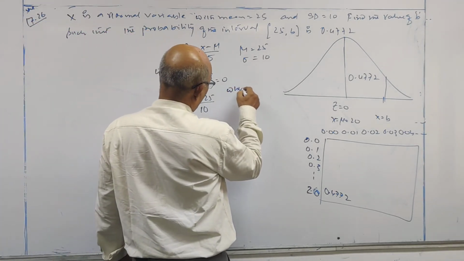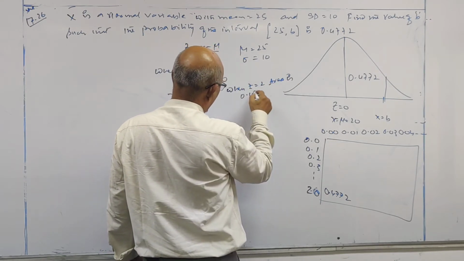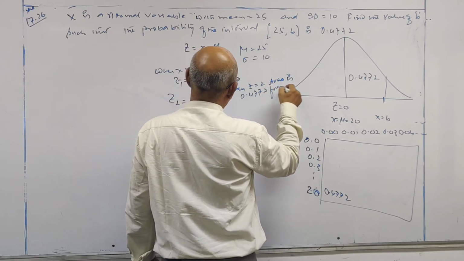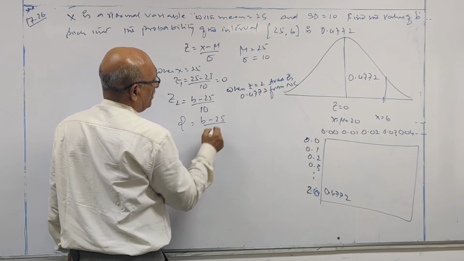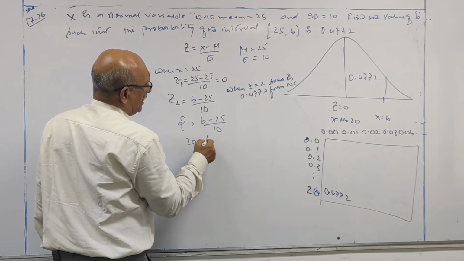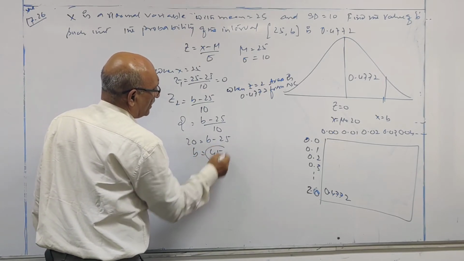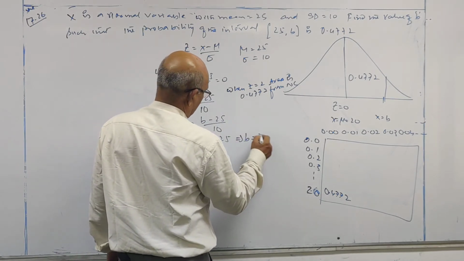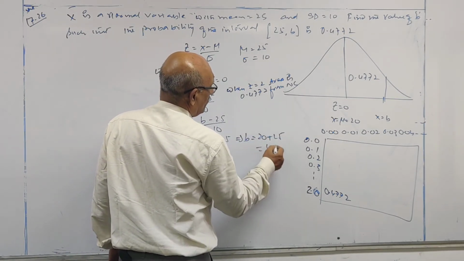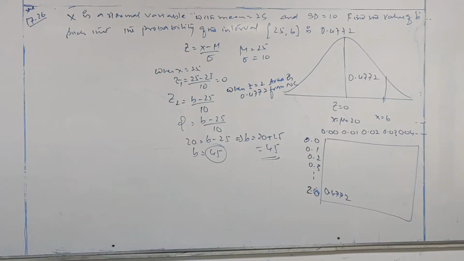When z is equal to 2, the area is 0.4772 from the normal curve. So 2 is equal to (b minus 25) by 10. 20 is equal to b minus 25. b is equal to 45, that is 20 plus 25. So the b value is 45.